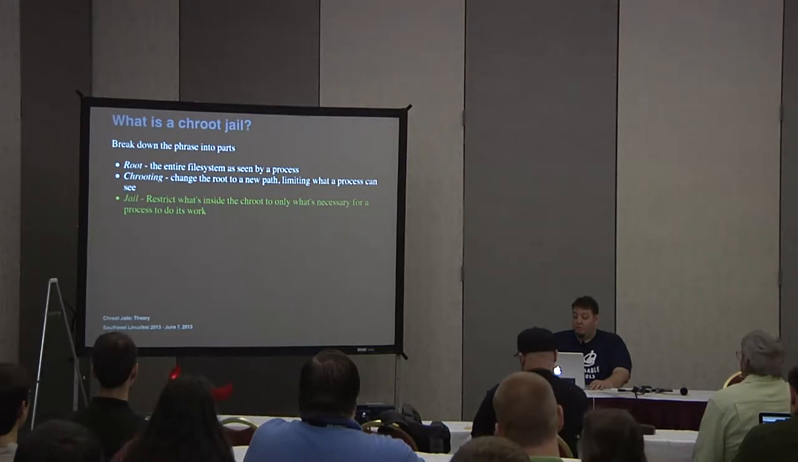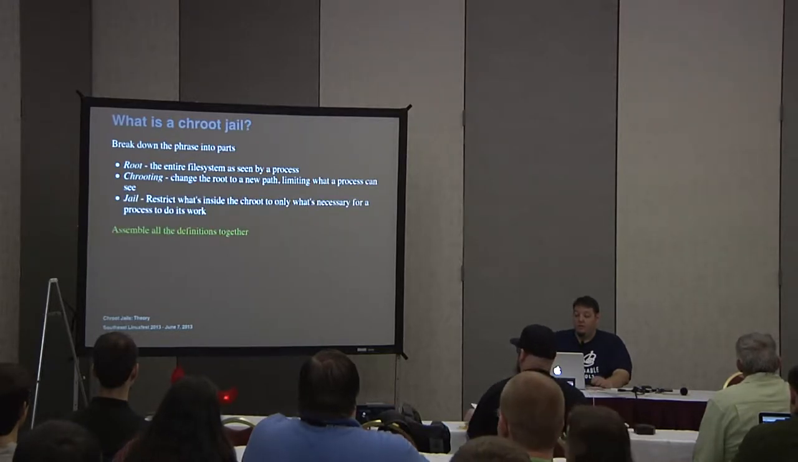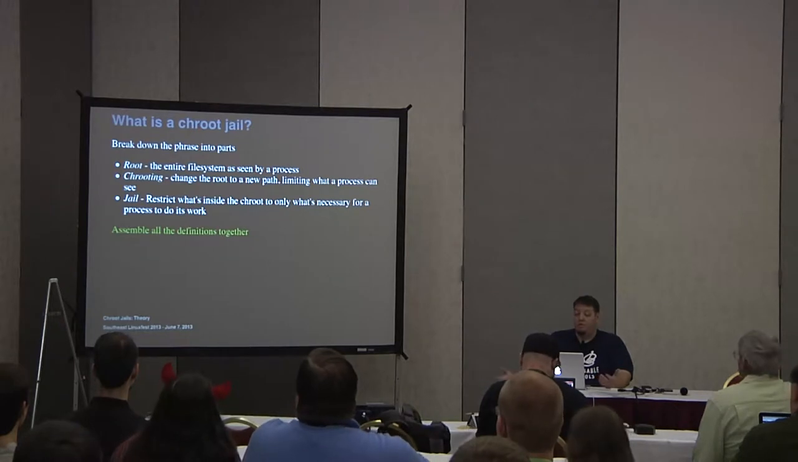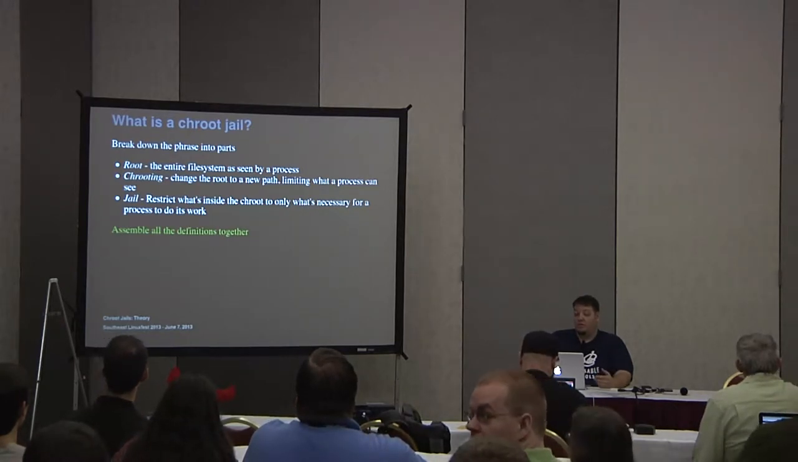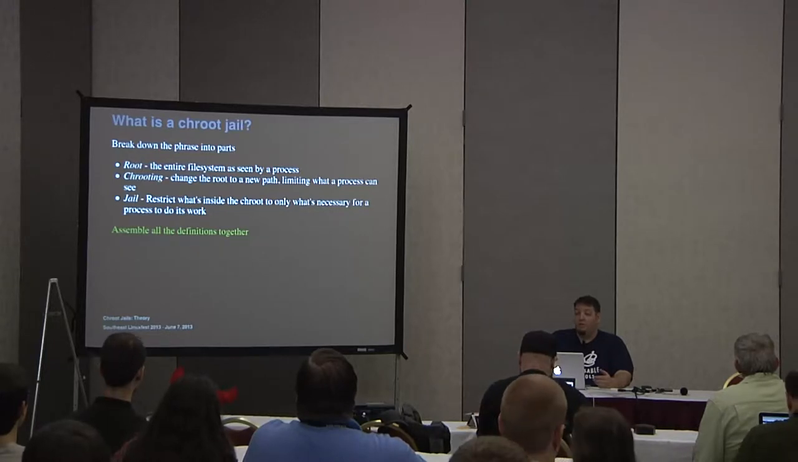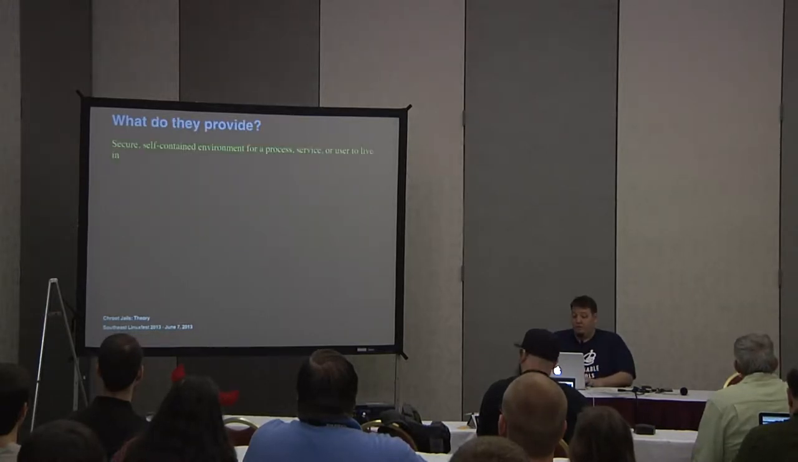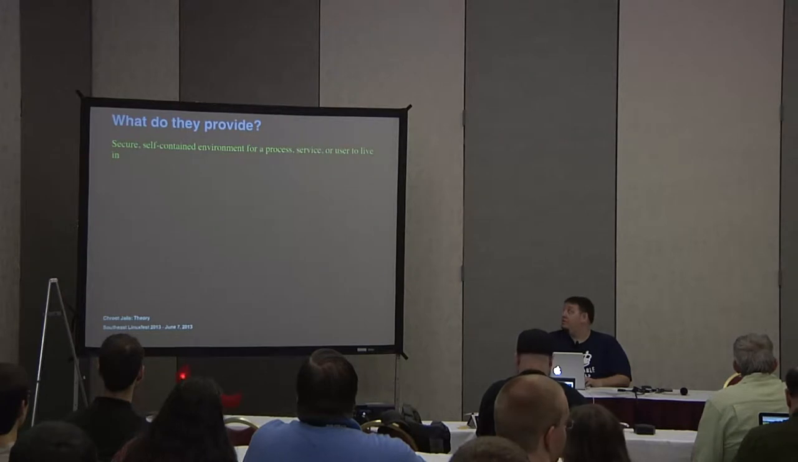So putting all those things together, we understand chroot jail: changing the root of the file system for what one process or user can see, and restricting it to only what's necessary for that one user or process to do its work. So that's what a chroot jail is. Now, what do they provide? A secure, self-contained environment. So it is a jail.